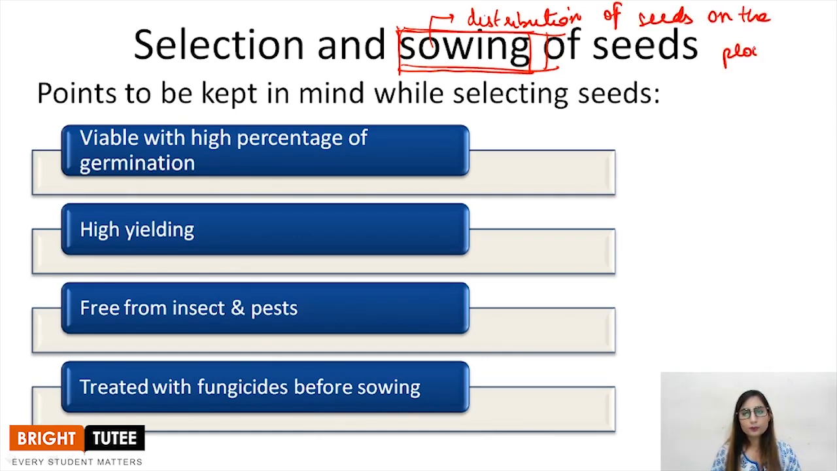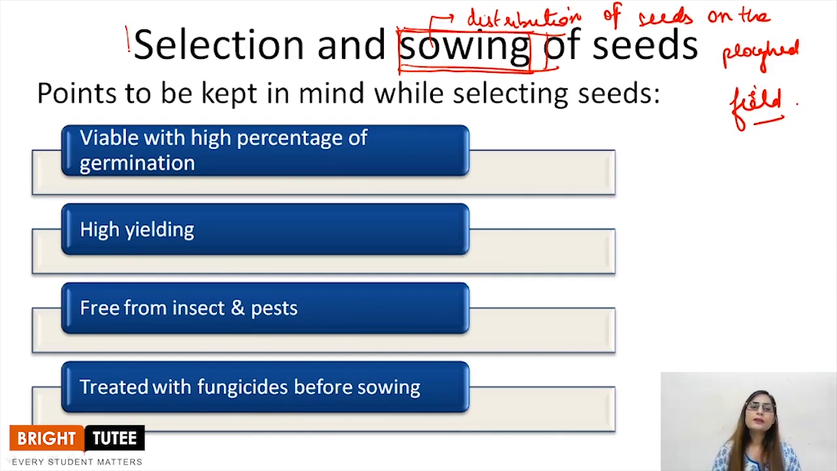Basically, here we have to understand that the field is firstly plowed, right, to turn and loosen the soil. Then after plowing is done, the next step is sowing of seeds. We put seeds in the soil for the growth, right?